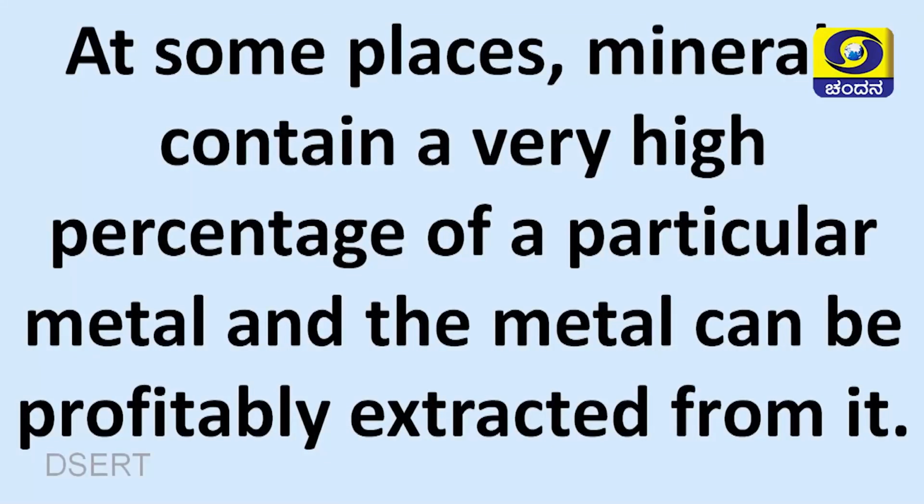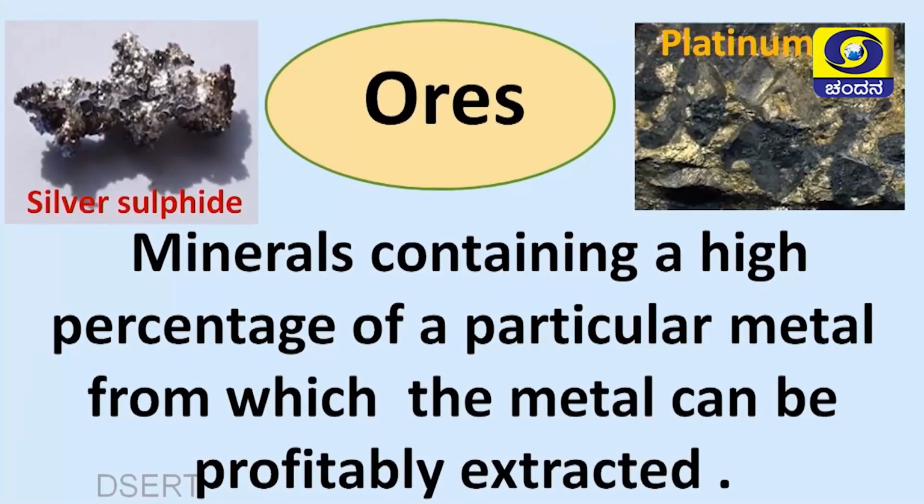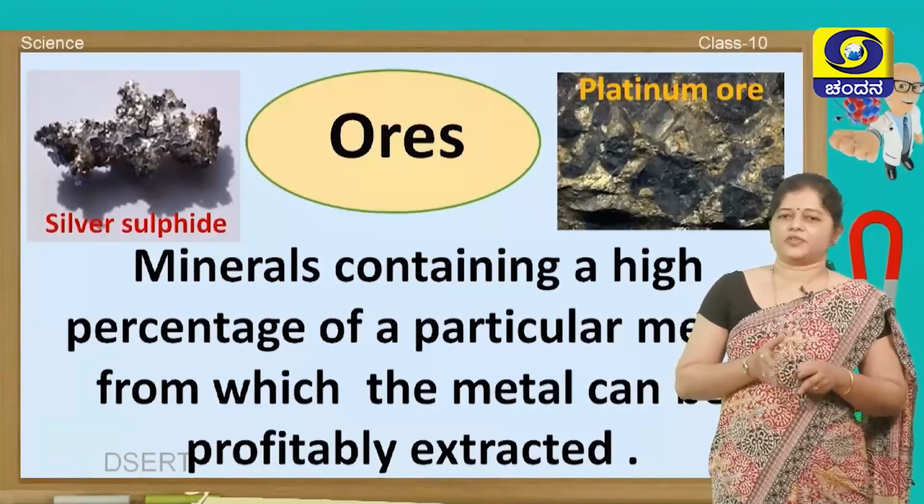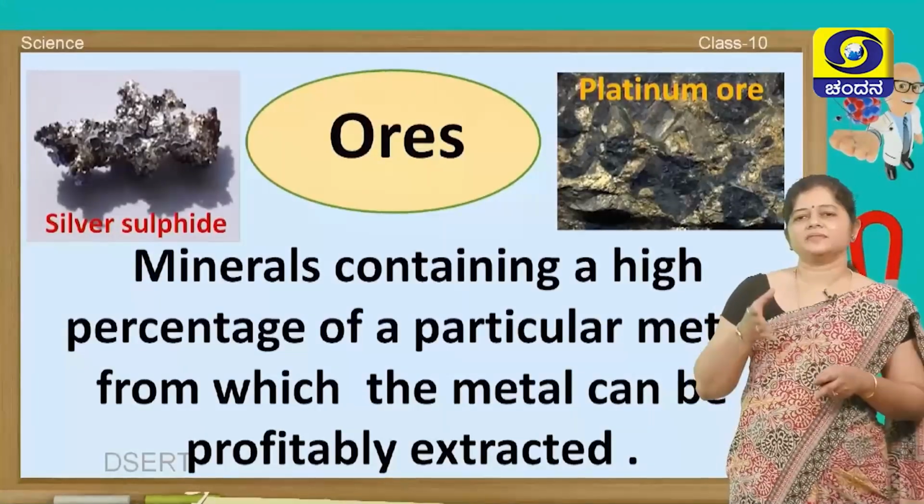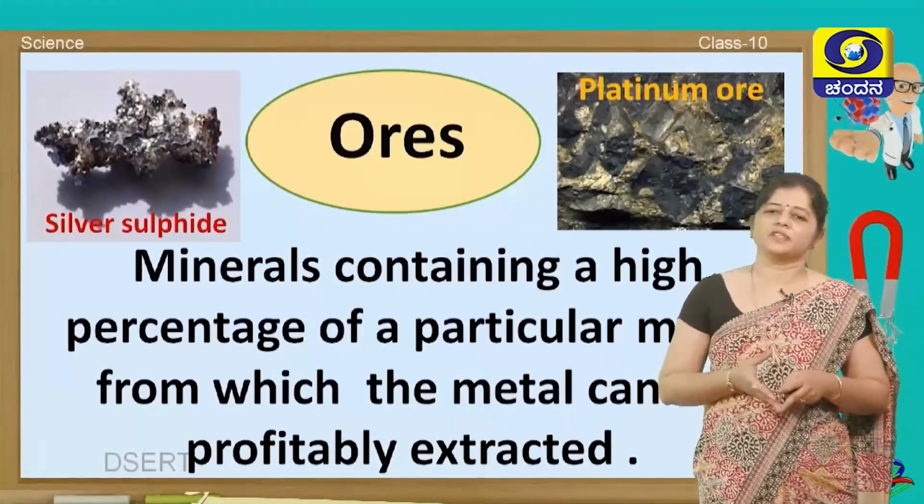At some places, minerals contain a very high percentage of a particular metal, and the metal can be profitably extracted from it. You can find minerals everywhere, but the percentage of that particular metal in that mineral should be so high that it can be profitably extracted. So, ores are the minerals which contain a high percentage of a particular metal from which the metal can be profitably extracted. That means not much money is wasted in that process. So, if you can profitably extract the metals from the minerals, such minerals are called ores.